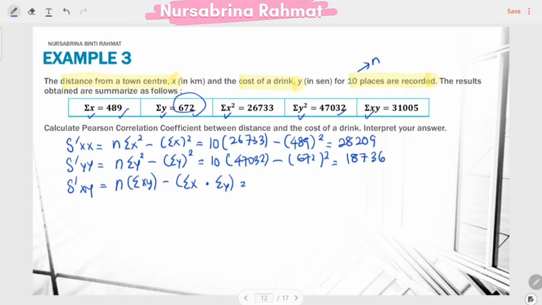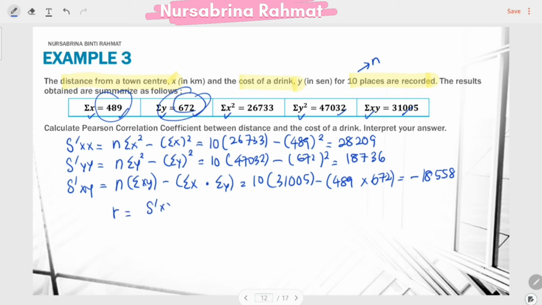Next, S prime XY equals N sum of XY minus sum of X multiplied by sum of Y. So it equals 10 times sum of XY, which is 31005, minus sum of X, 489, multiplied with sum of Y, which is 672. So you get this to be negative 18558.